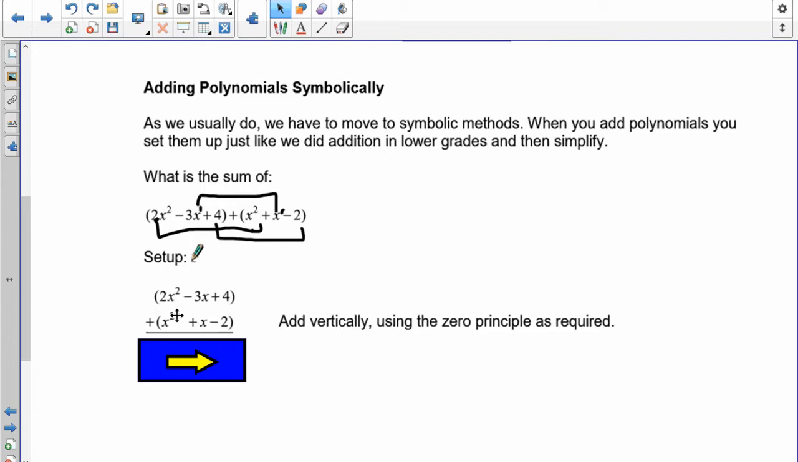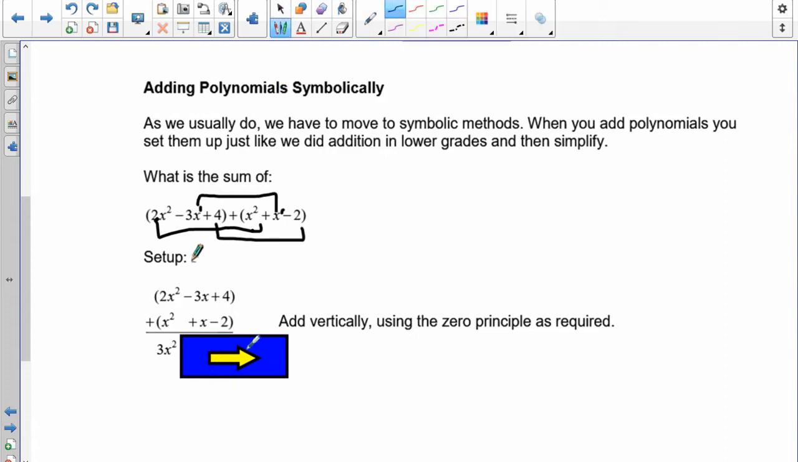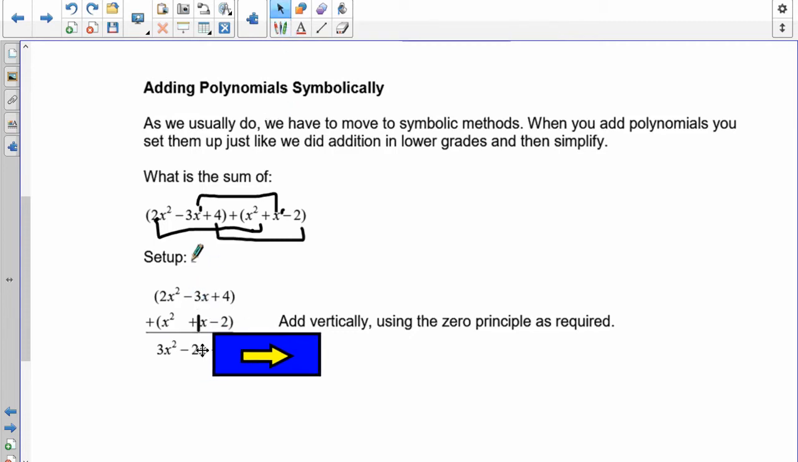2x squareds and another x squared gives me a total of 3x squareds. Now, this is, remember, a 1. This is 1x right there. So a positive 1 and a negative 3 leaves me with a negative 2. And a positive 4 and a negative 2 leaves me with a positive 2.